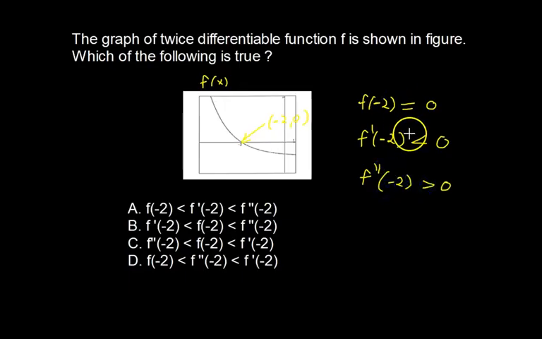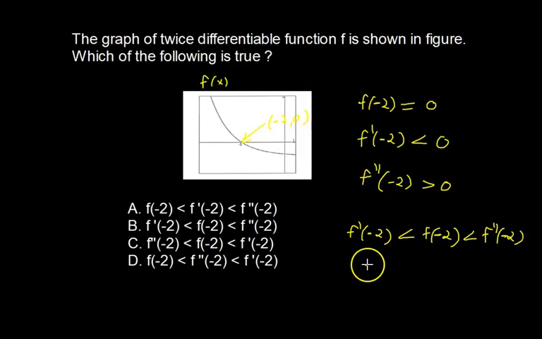And now we can write them in correct order. First we write the negative value, because the first derivative is negative, then f of negative 2 is 0. And then f double prime of negative 2 is positive. So this is the correct option.